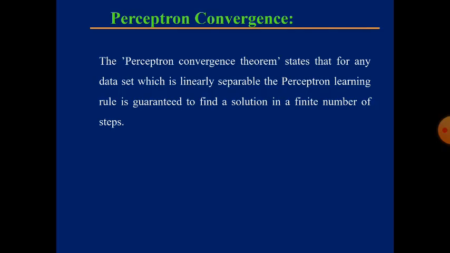So, what the author is telling is the perceptron convergence theorem states that if we take a data set which is linearly separable, in that situation the perceptron learning rule guarantees to find a solution in a finite number of steps. In other words, the perceptron learning rule is guaranteed to converge to a weight vector that correctly classifies the examples provided the training examples are linearly separable.